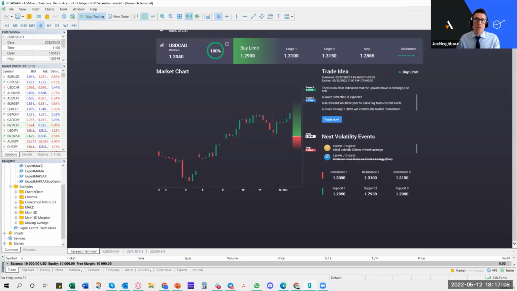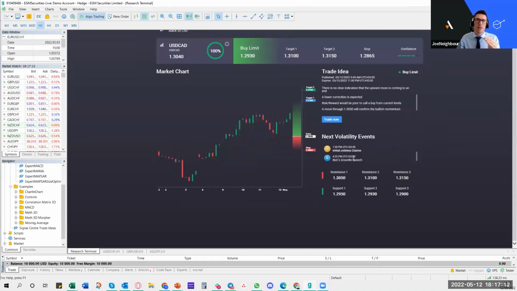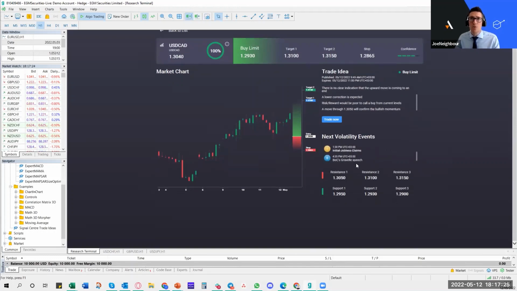So what we have here in the next volatility events is any high impact data point that is expected to impact this particular market. And these next volatility events will change dependent on the signals that you look at. Because this is relevant for anything linked to the US dollar, we've got initial jobless claims in here, and we've also got the Bank of Canada's Gravel speaking later today. So these are important events for this particular market.